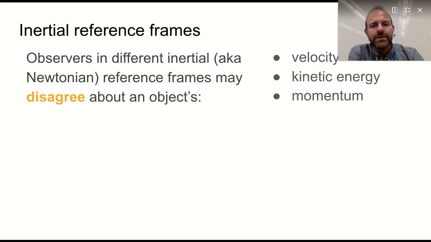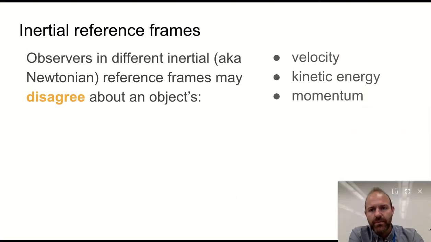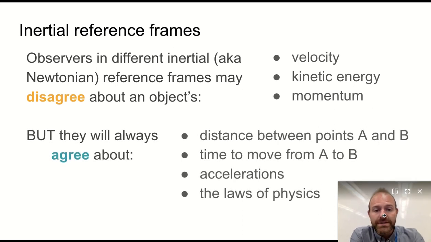So what can we do in a perfectly inertial reference frame? Well, also known as a Newtonian reference frame. Well, there's some things that you're going to get different measurements of depending on your reference frame. Velocity is one. Kinetic energy and momentum, which we'll learn about later, depend on velocity. So those will be different. But on the other hand, you will always agree, no matter which reference frame you're in, on how far away 2 points in space are, the time it takes to go from one point to the other, and the rate of acceleration. And therefore, the laws of physics will still be valid regardless of which reference frame you look at.